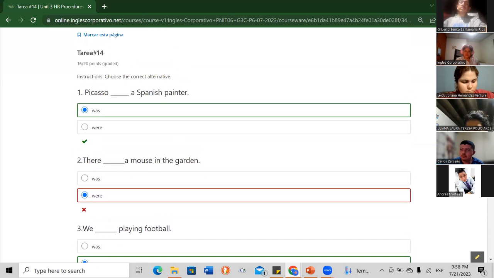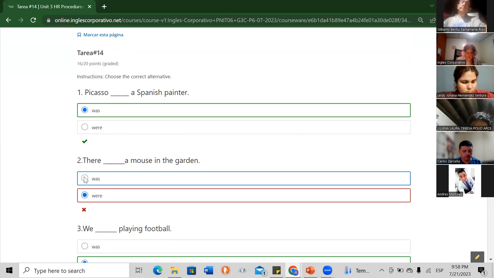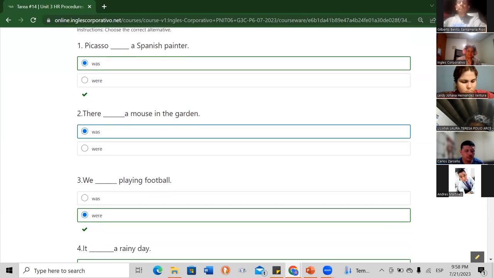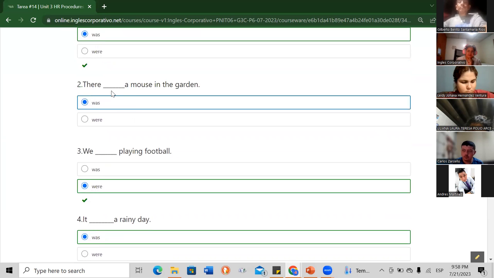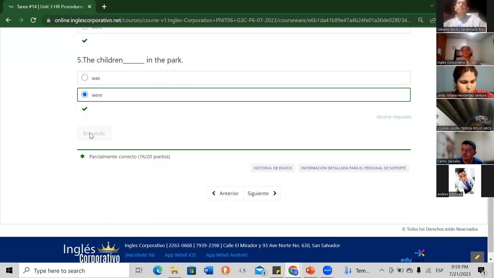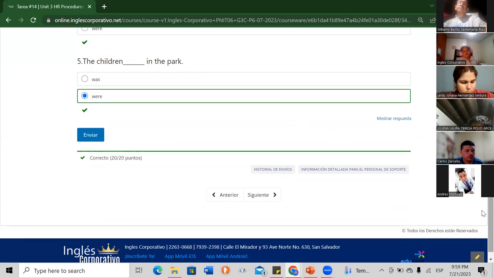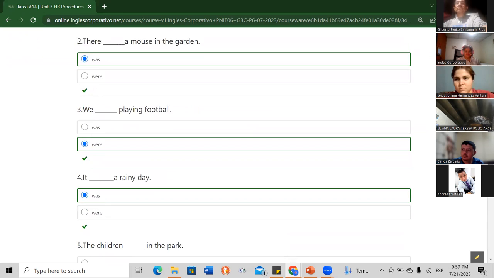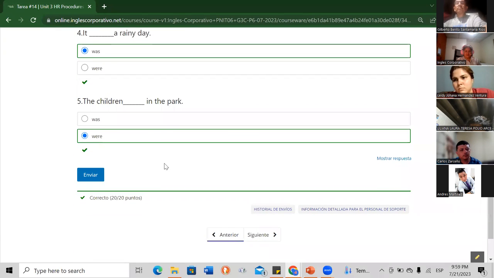Okay, there you have the answers. Oh no, I'm sorry. It was here because it's it. Remember, it's just one. Sorry about that. It is it. It is an animal. Okay. Good. Send it, please. There you are. You are done with that homework 14.